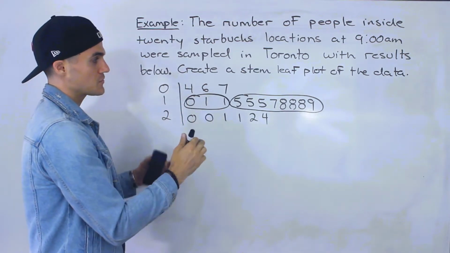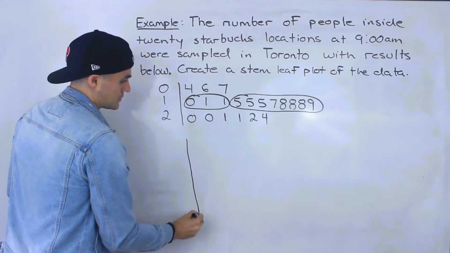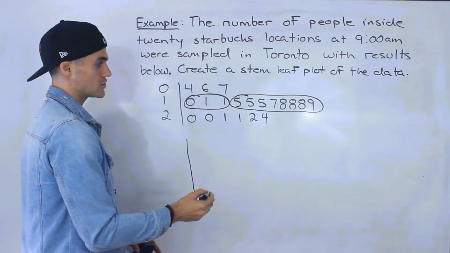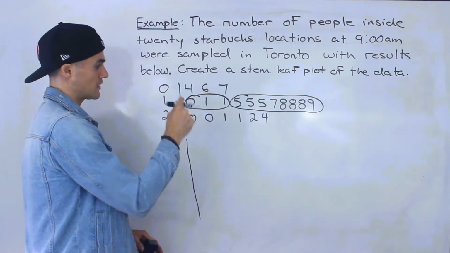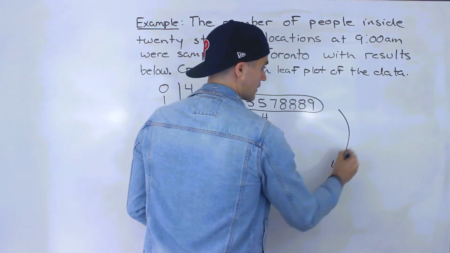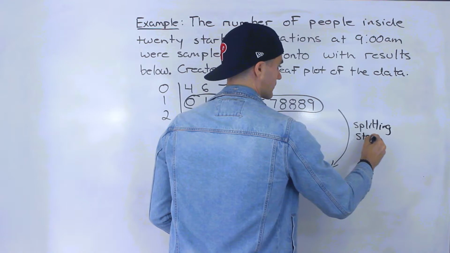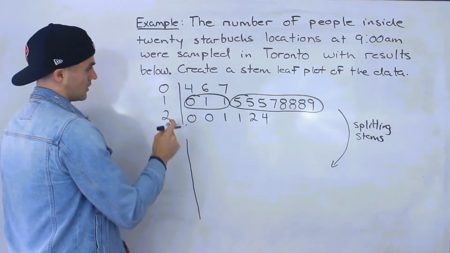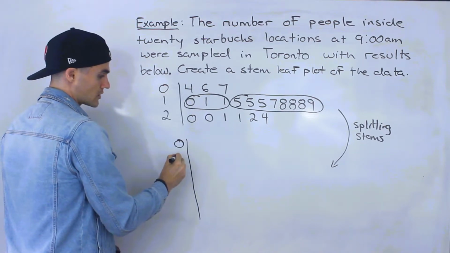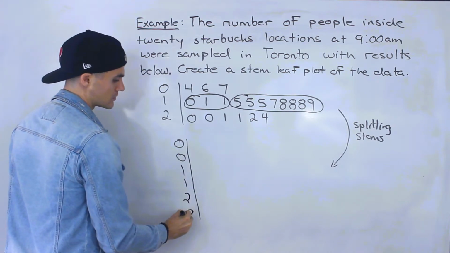And so what we can do here is we can actually extract more detail. And the way we would do that is we would create more stems. And the strategy, I mentioned this in the previous video, when you have too few stems, what you can do is something called splitting stems. And here's how this is going to work. What we're going to do is we're going to take this stem of 0 here, and we're actually going to write it twice. Same thing with the 1, same thing with the 2.